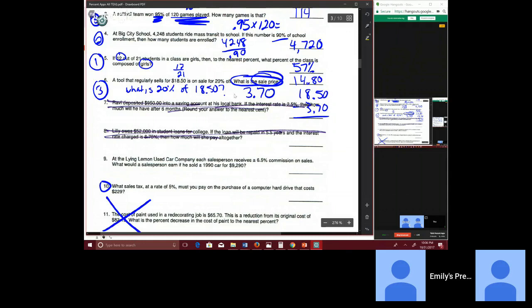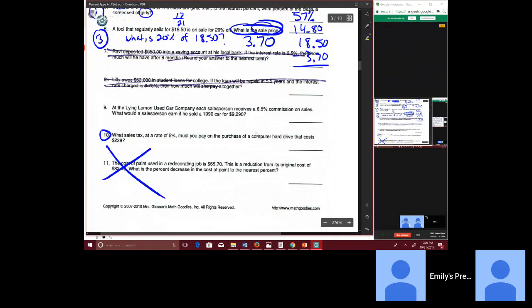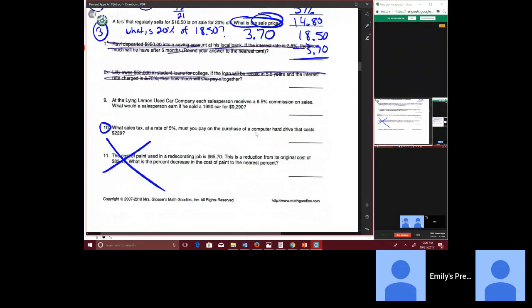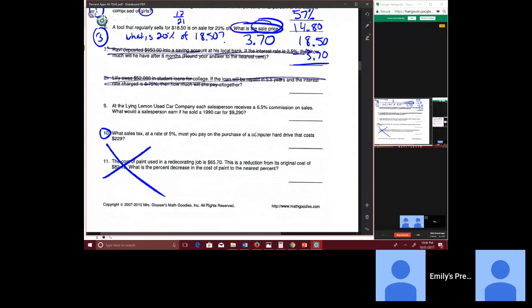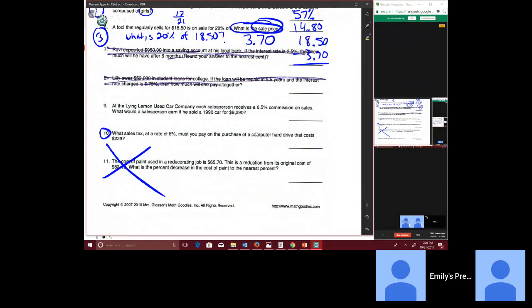The same thing would apply if you had a tax question. So in a tax question, they can ask you how much is the tax, or they can ask you how much will you pay after the tax has been applied, and they're not the same question. So always watch for that.